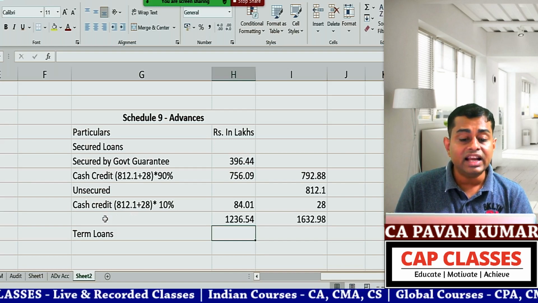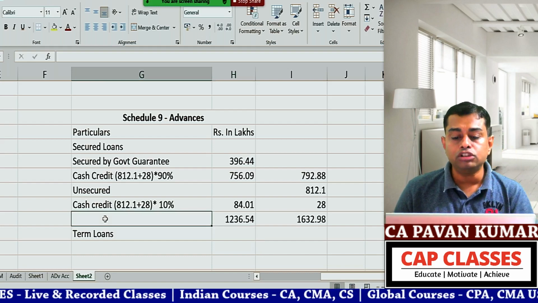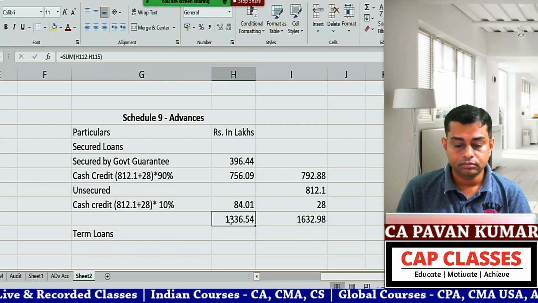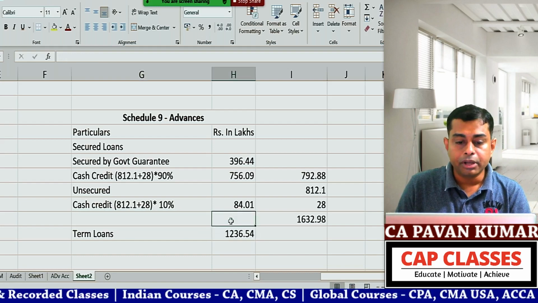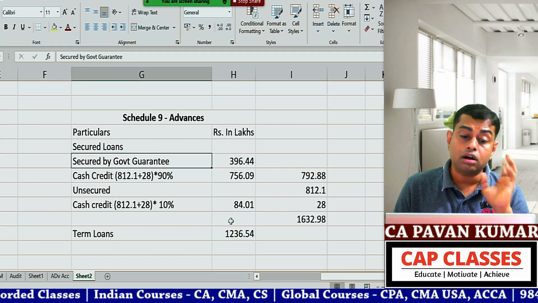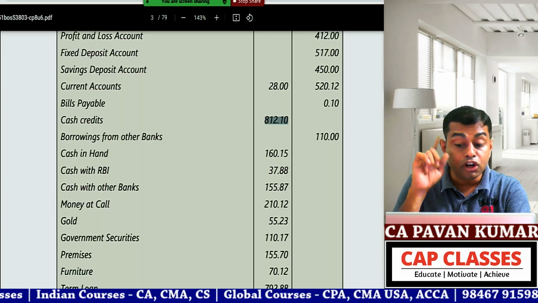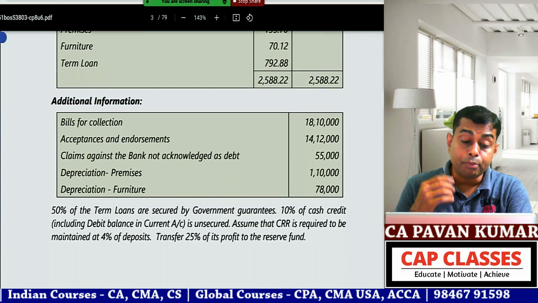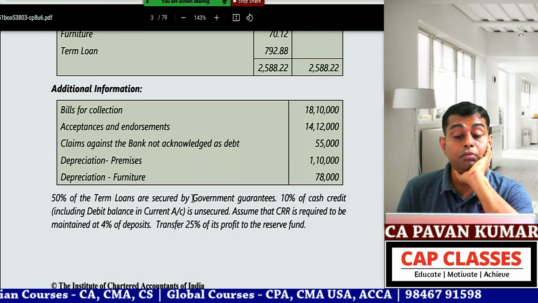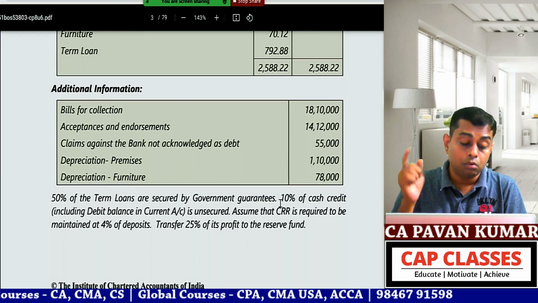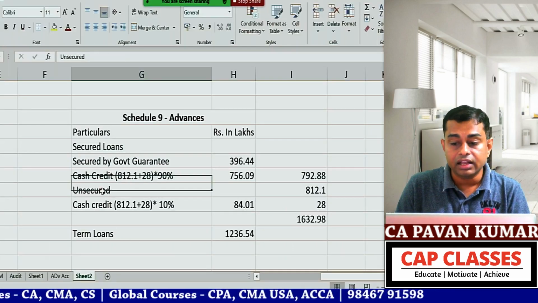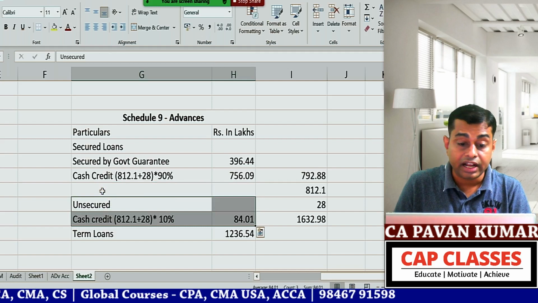Can I say it is unsecured term loans? Yes, sir. Because here they said, or wait. There cannot be unsecured term loan. Banks will not give unsecured term loan. So probably 50% of term loans are secured by government securities, no? I think here they might have written one line.